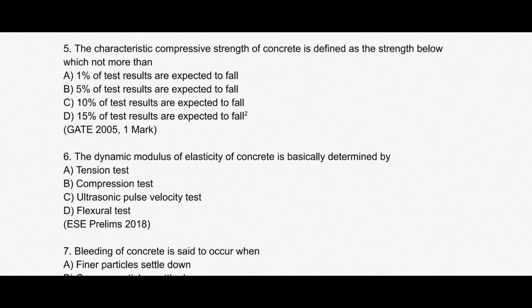Fifth question. The characteristic compressive strength of the concrete is defined as the strength below which not more than option A 1%, option B 5%, option C 10%, and option D 15% of the test results are expected to fall. So the answer is option B, that is 5% of the test results are expected to fall, okay.